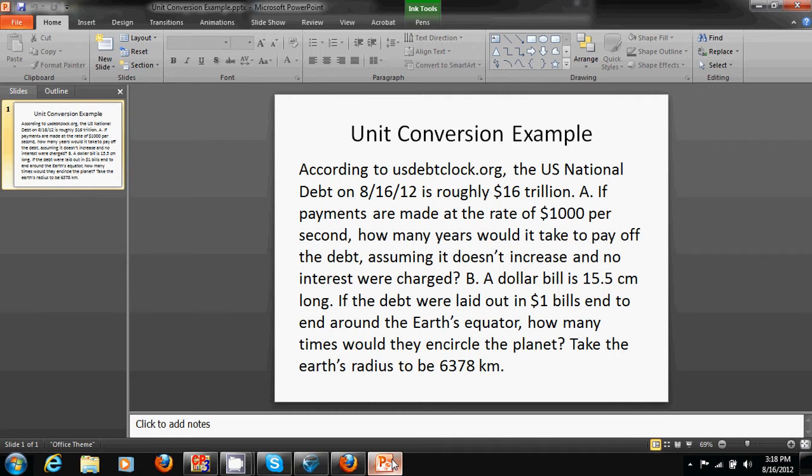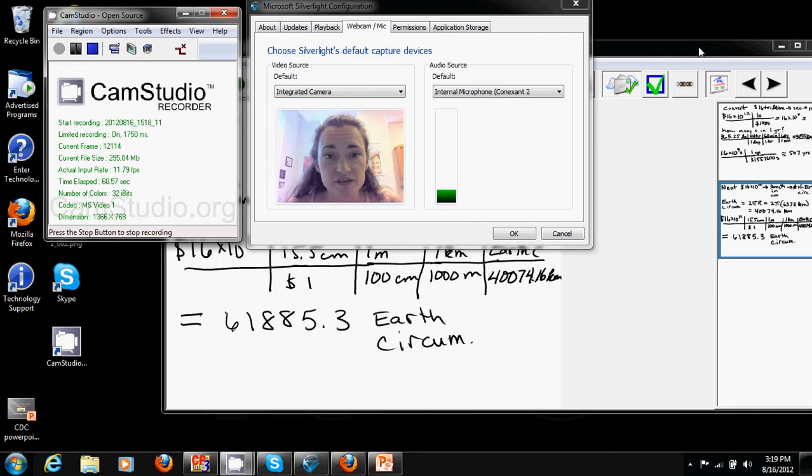It's a unit conversion example, and it wants you to convert the U.S. national debt on August 16th of 2012, which is roughly $16 trillion. If the payments are made at the rate of $1,000 per second, how many years would it take to pay off the debt, assuming it doesn't increase and no interest were charged? Also, Part B: a dollar bill is 15.5 centimeters long. If the debt were laid out in $1 bills end-to-end around the Earth's equator, how many times would they encircle the planet, taking the Earth's radius to be 6,378 kilometers? So that's the example.